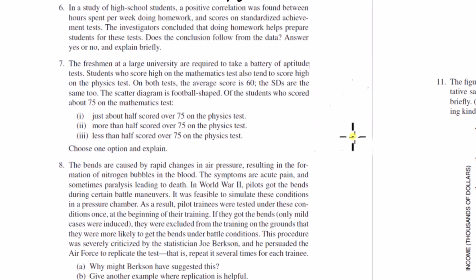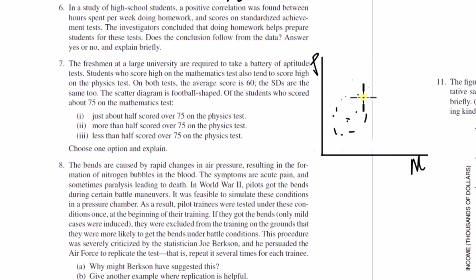So, okay, we want to think about here, we know the diagram is football-shaped, and that's important. And they've kind of implied that there's a positive correlation here, because it's saying students who scored high on the mathematics test also tended to score high on the physics test. So we've got some football-shaped diagram that's slanted upward to some extent, right? Now, the average on both tests is 60, okay?